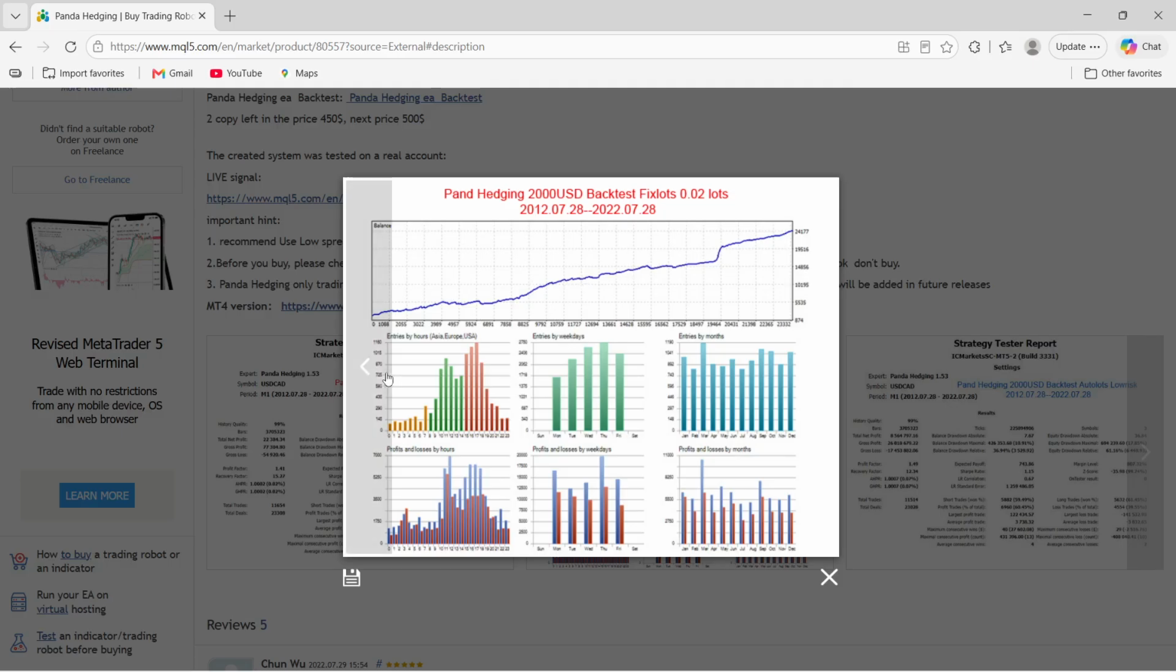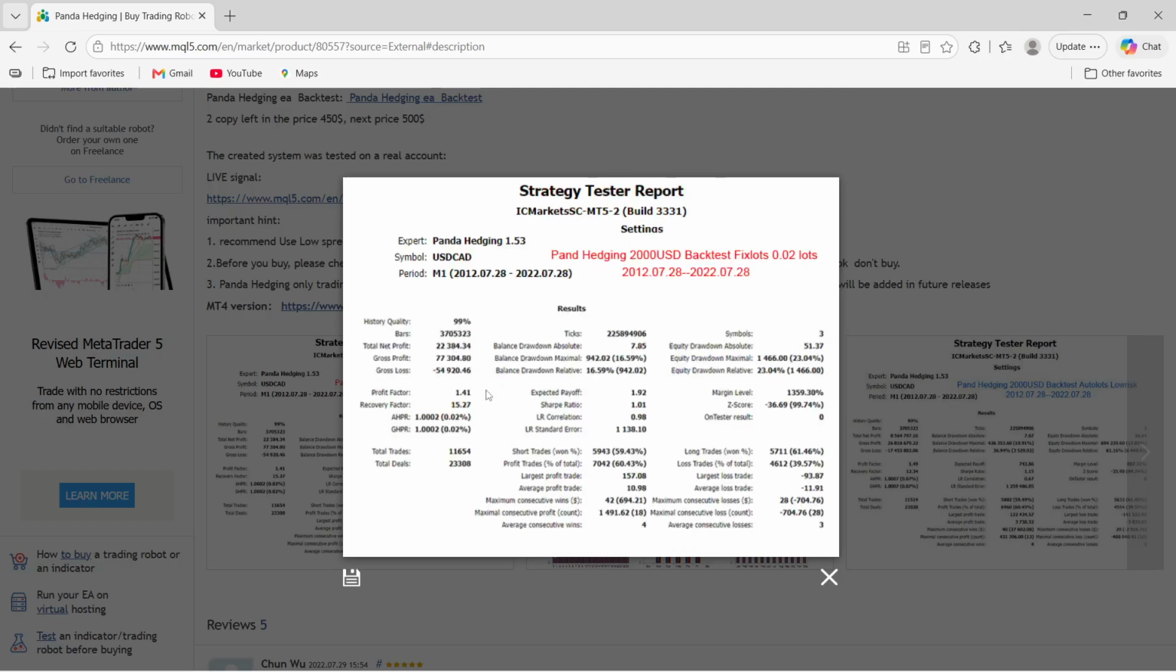The detailed report numbers are pretty eye-catching. They show net profits in the tens of thousands of dollars on the initial deposit. The profit factor sits comfortably above 1 at 1.41, suggesting more money made than lost overall. Drawdown, as you can see, we have drawdown at 16.59%.